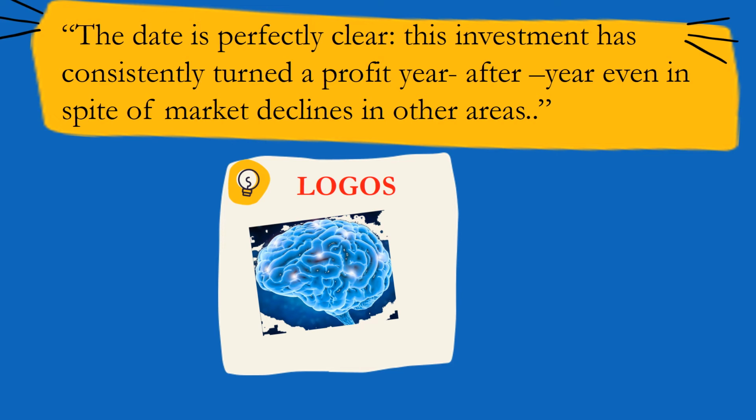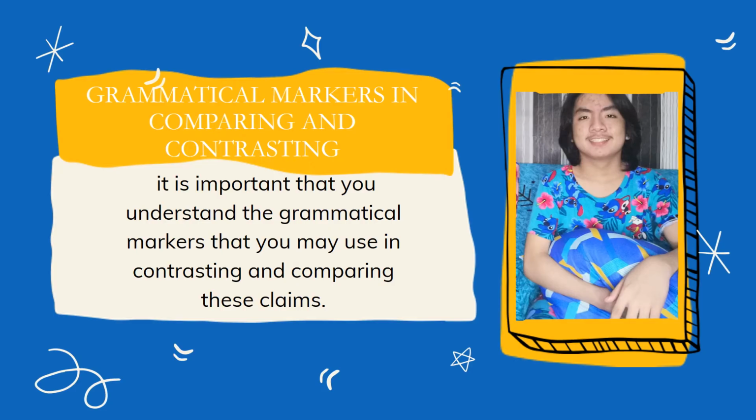Did you get it all correct? If you did, that's very good. If you did not, try again next time. Now that you know how to evaluate claims, let's look at grammatical markers in comparing and contrasting. It is important that you understand the grammatical markers that you may use in contrasting and comparing these claims. But first, let us clarify what compare and contrast means.